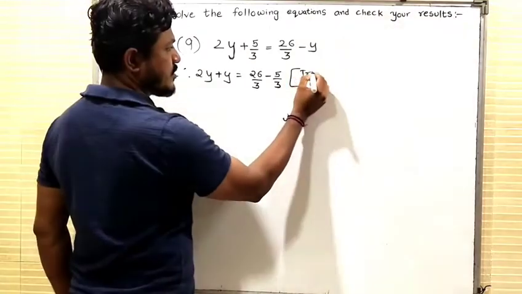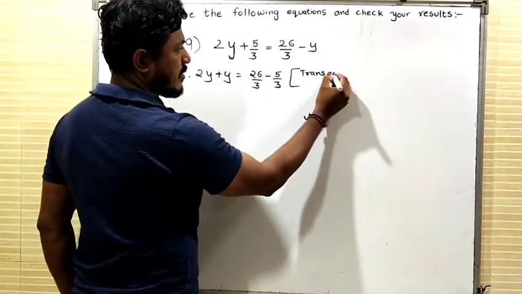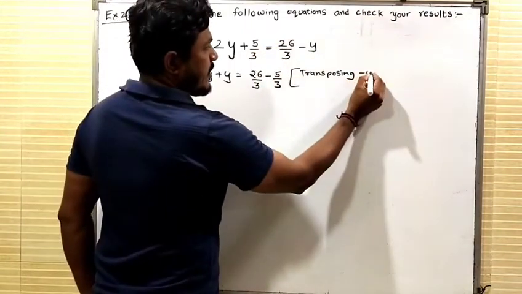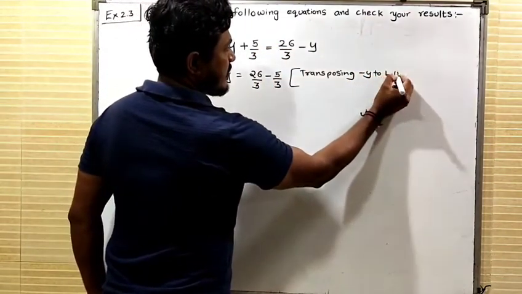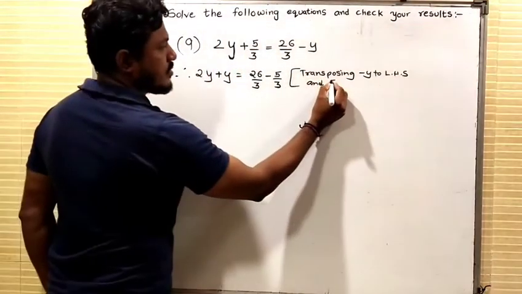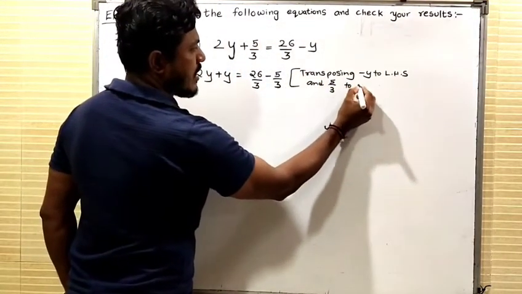So write down transposing negative y to LHS and positive 5 by 3 to RHS.